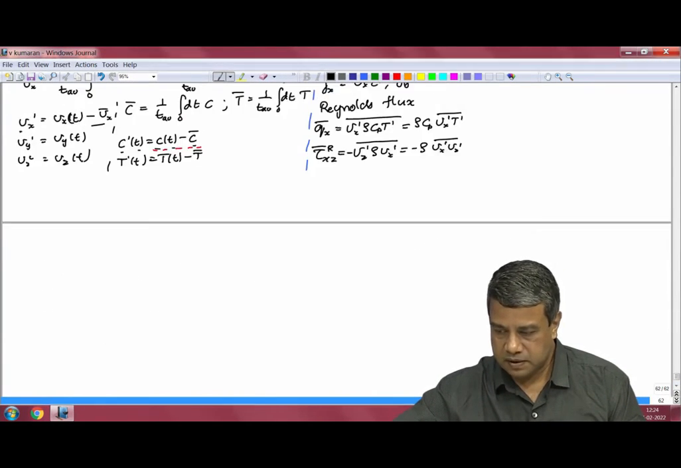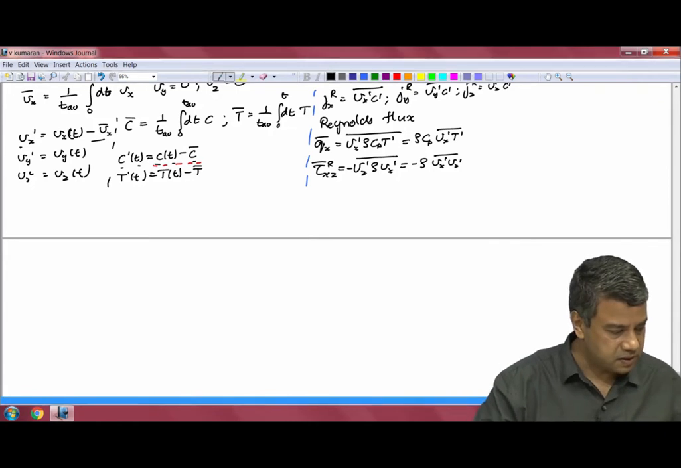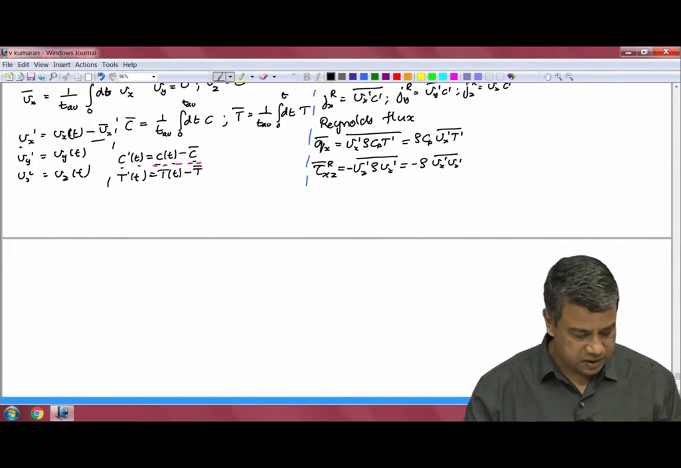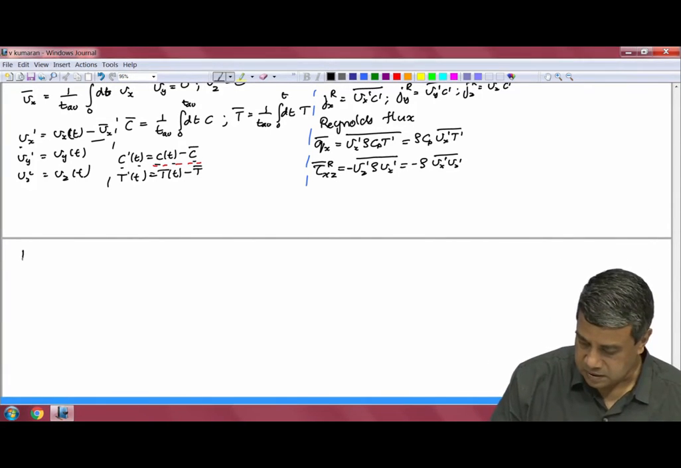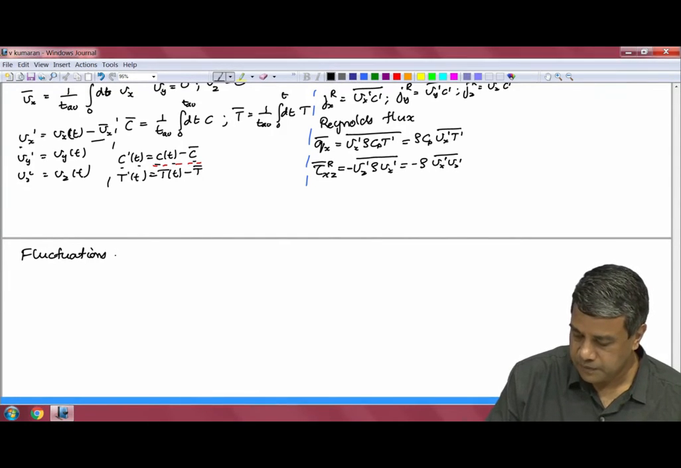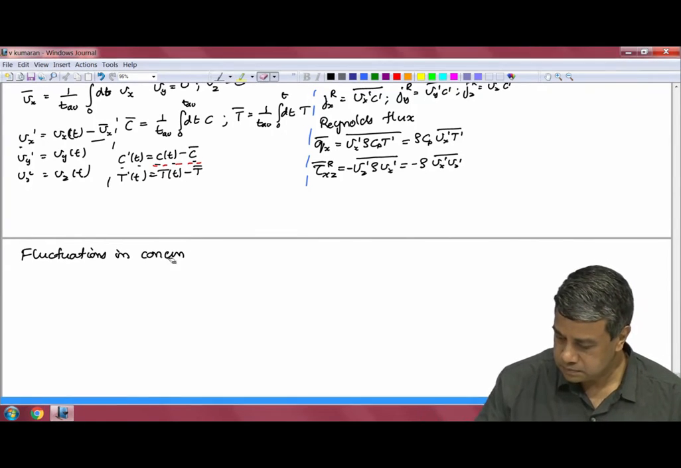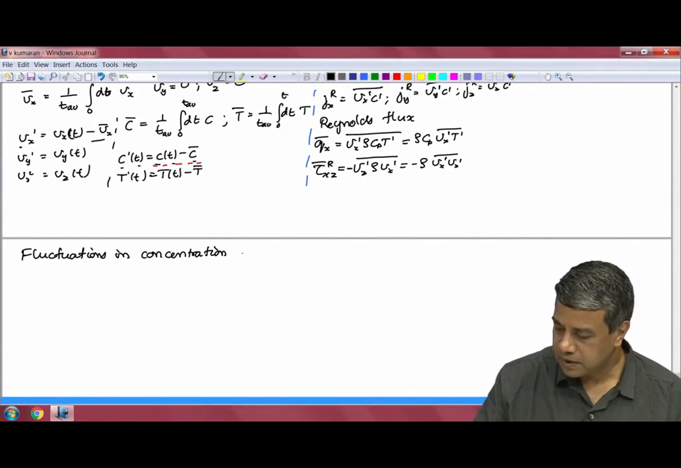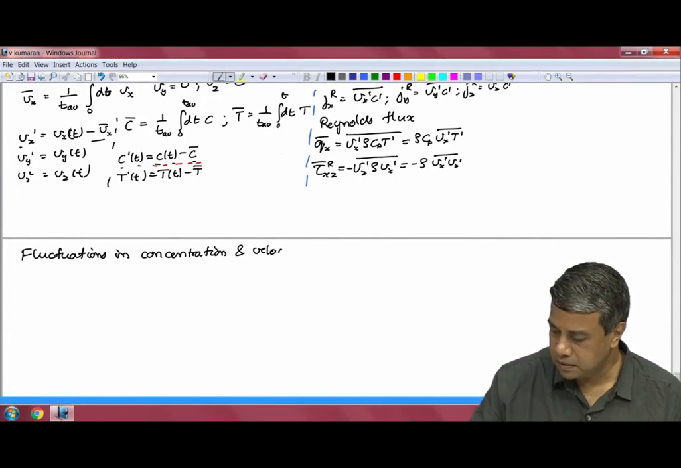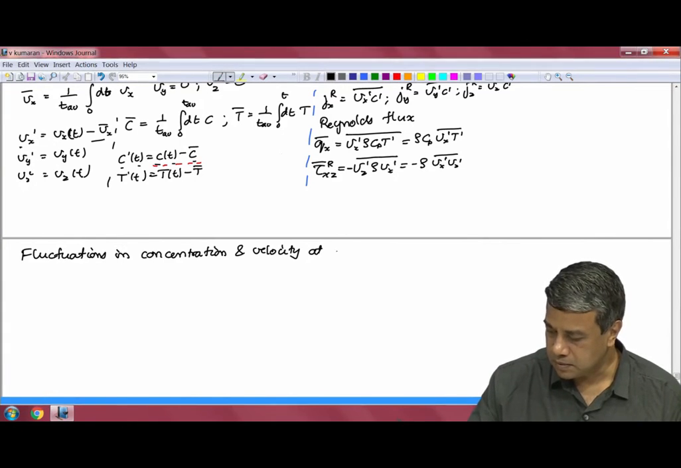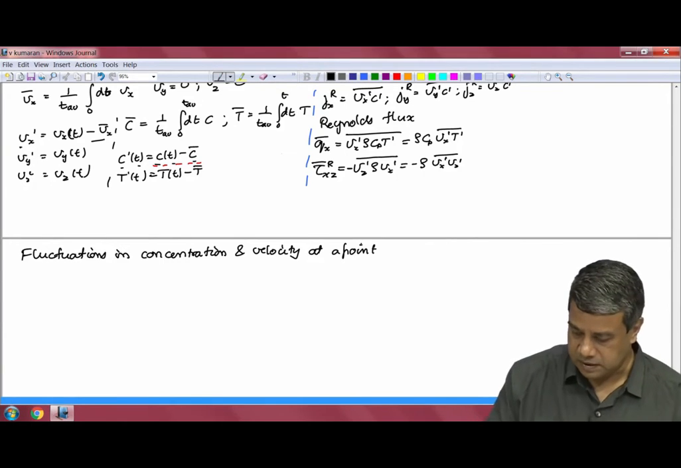So let us solve a specific problem to illustrate how this works. If you consider the fluctuations in concentration and velocity at a point, we will just consider a single frequency variation.